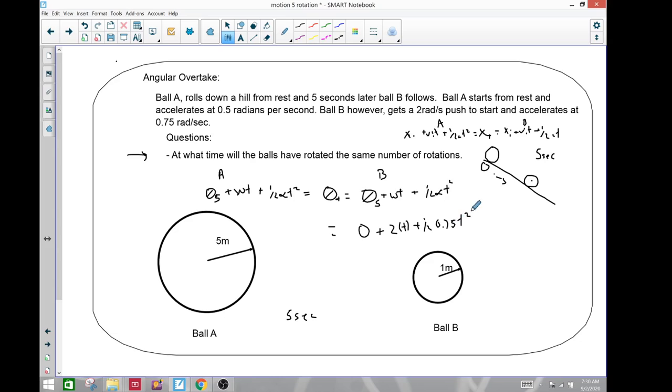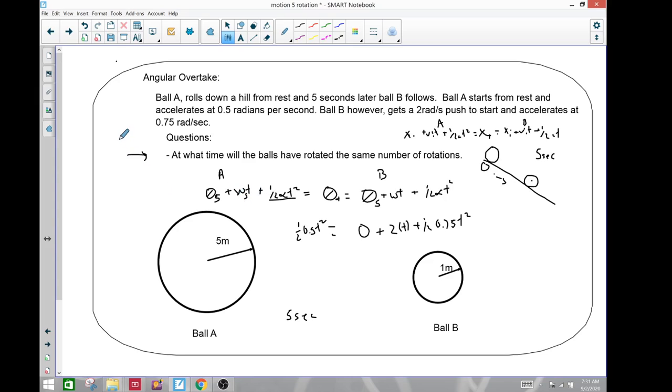Now where we're going to get into a little bit of a difference is that A has gone through some rotation, so we have to figure out where A is located. A still has the 1/2 times 0.5 t squared. This is unchanged, but its angular velocity started at 0, and now it's gained something. So we want the velocity at that 5 seconds. Let's take a moment and figure that out.